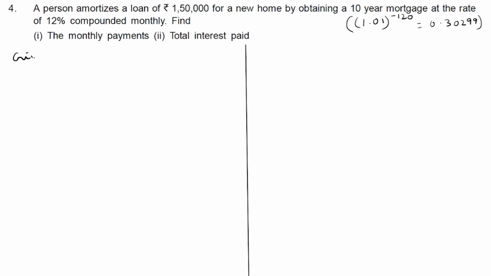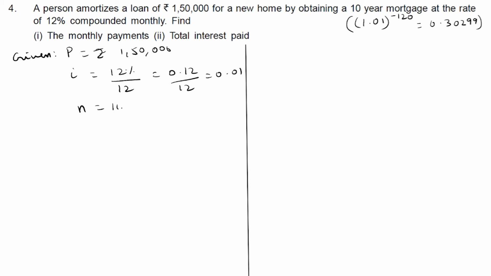So first let us write what is given. Usually such type of questions carries 4 marks. How the allocation of marks is done, we will see after completing this. So given P is equal to rupees 1,50,000. Then I is equal to, it is given 12%. Monthly payments should be made. So I, the rate per period, it is 12% compounded monthly. So it is 12% upon 12, which is 0.12 upon 12. It is 0.01. And then we have N, a 10-year mortgage. So 10 into 12, it is 120.